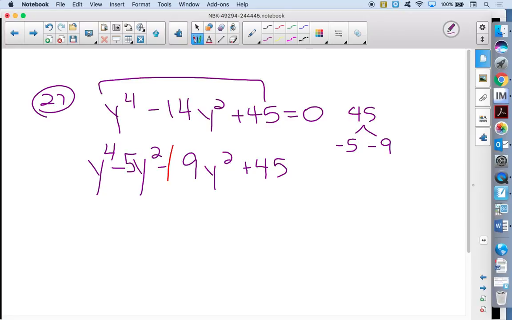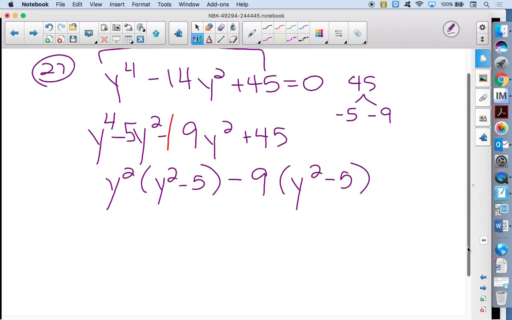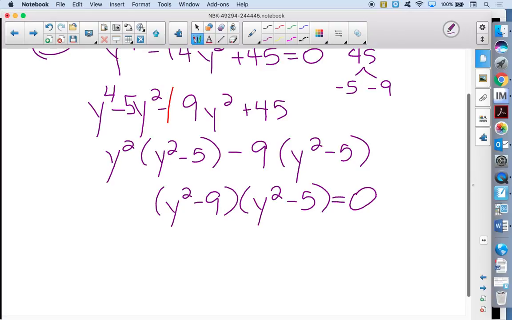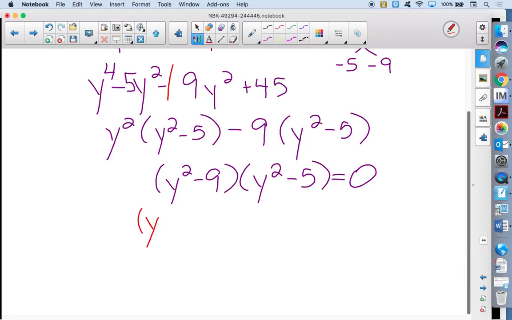Okay, thank you. And then take out a y squared. So that leaves us with y squared minus 5. Take out a -9. That leaves us with y squared minus 5. So then we would have y squared minus 9 and y squared minus 5. So Sarah, can it factor any further? Yeah, you can take y minus 3 and y plus 3. Right, so that first one can be broken up. It's the difference of 2 squares, so y plus 3, y minus 3, and then we still have y squared minus 5.